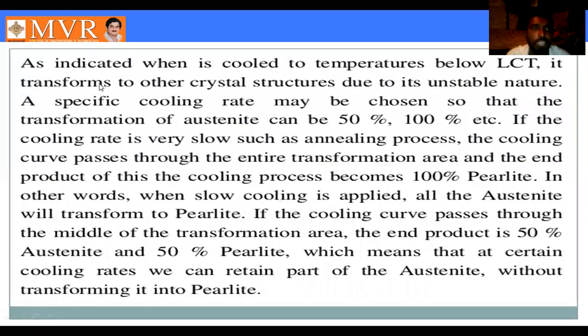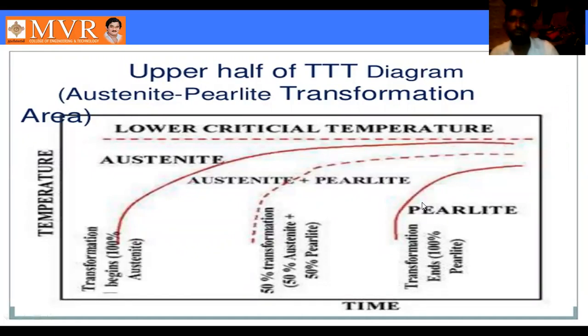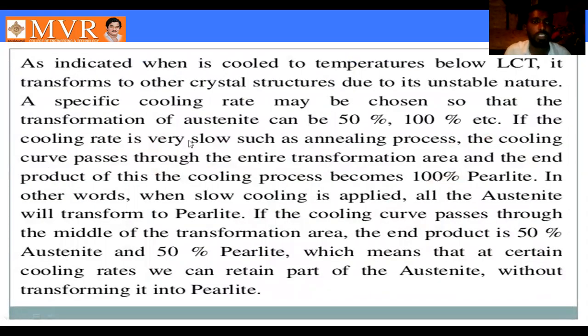So as it indicates, when austenite is cooled to a temperature below the lower critical temperature, it transforms to another crystal structure due to its unstable nature. You can see here, at the lower critical temperature onwards, as we cool, we get this type of structure, that is pearlite, as the final structure. So that is the point here. A specific cooling rate may be chosen so that the transformation of austenite can be 50% or 100%. We can observe this in this block diagram.